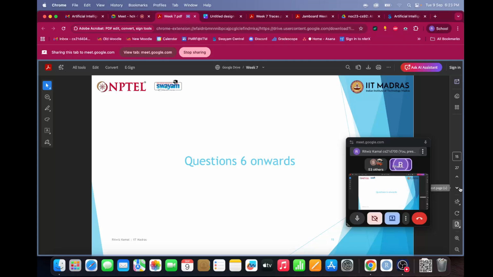So from question 6 onwards, we'll be using the same game tree and we'll be applying different methods to solve it. The game tree is as follows.